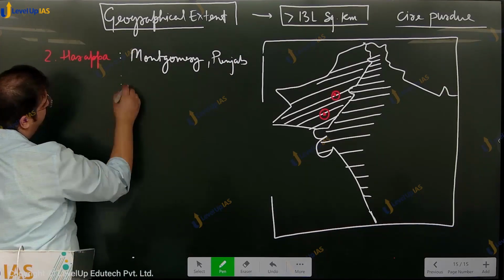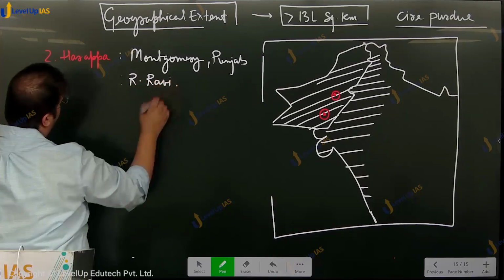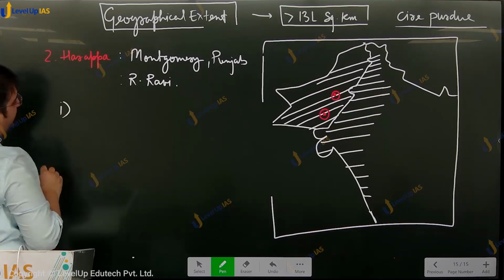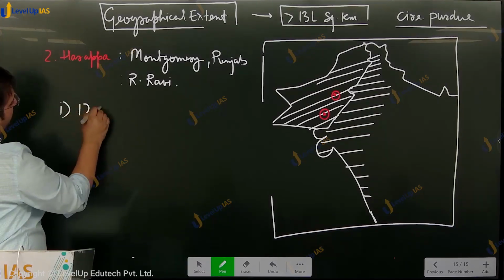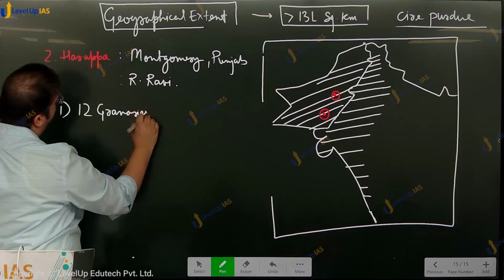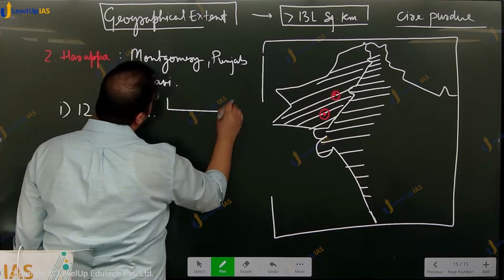What has been found here? You don't find a single great granary, rather, you find 12 granaries arranged in two parallel rows of 6 granaries each.